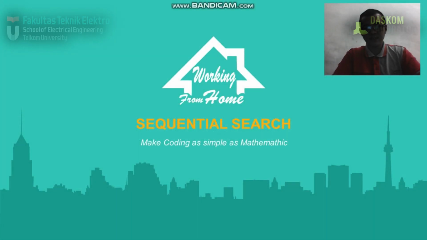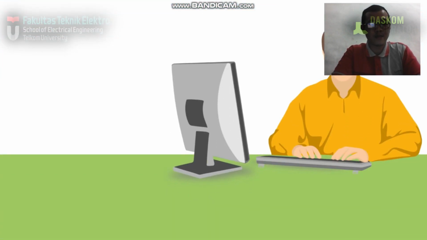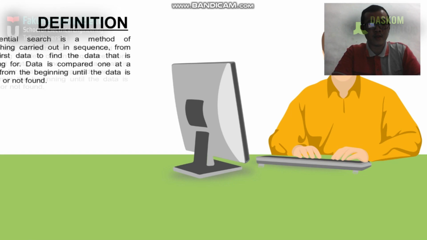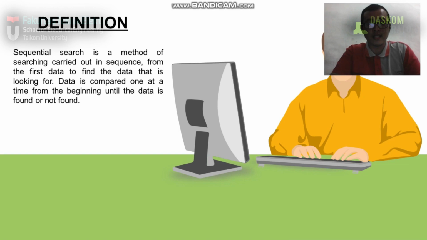Okay guys, this video is about the first method, sequential search. Make coding as simple as mathematics. Definition: sequential search is a method of searching carried out in sequence from the first data to find the data that is being looked for. Data is compared one at a time from the beginning until the data is found or not found.